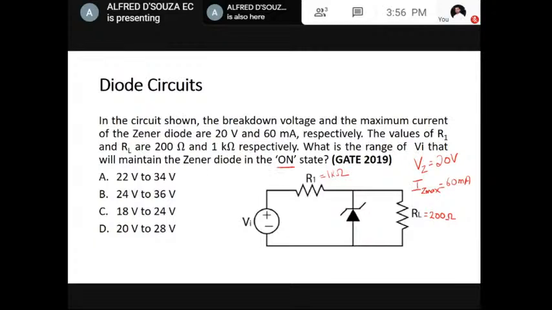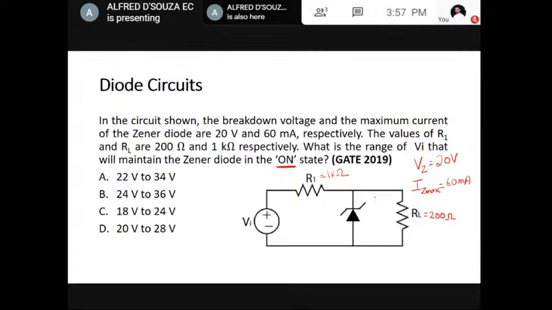Don't go by the literal meaning of this on state. That means current should be conducting through the Zener diode. It is not on in the literal sense. It is more like a conducting state, of course in reverse bias, so the reverse breakdown region. The typical region of operation for a Zener diode is the Zener breakdown region, so that is considered the on state for a Zener. Don't take the literal interpretation of on as forward biased.